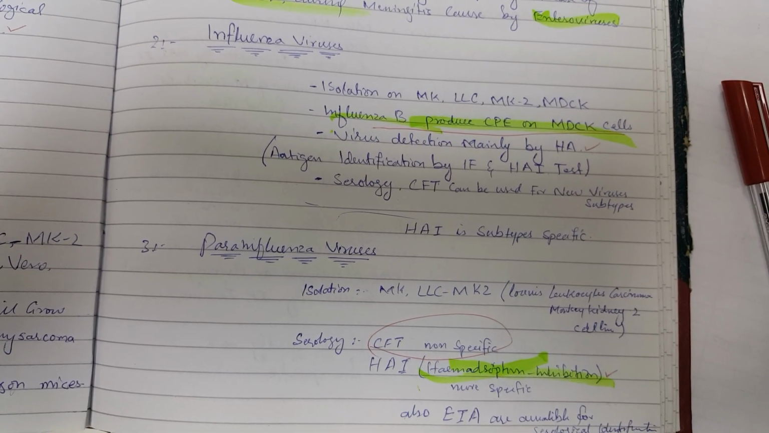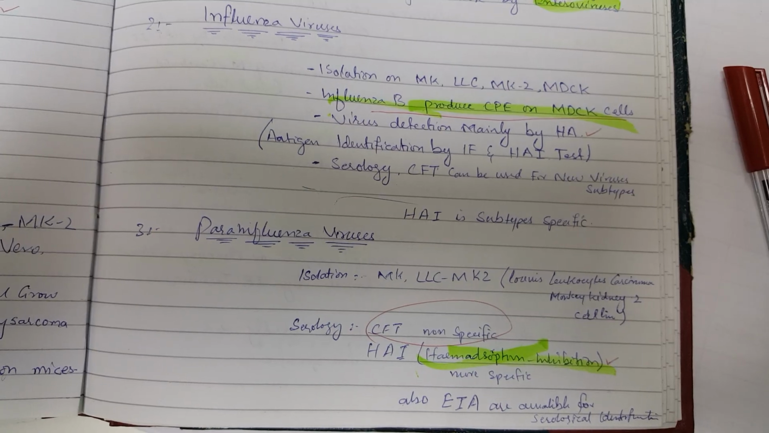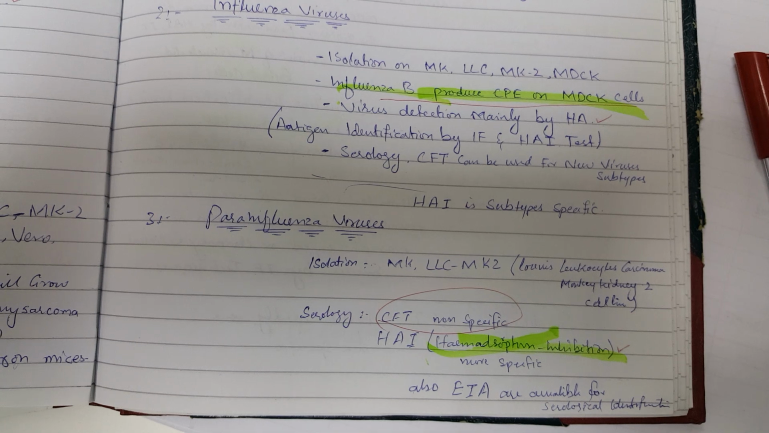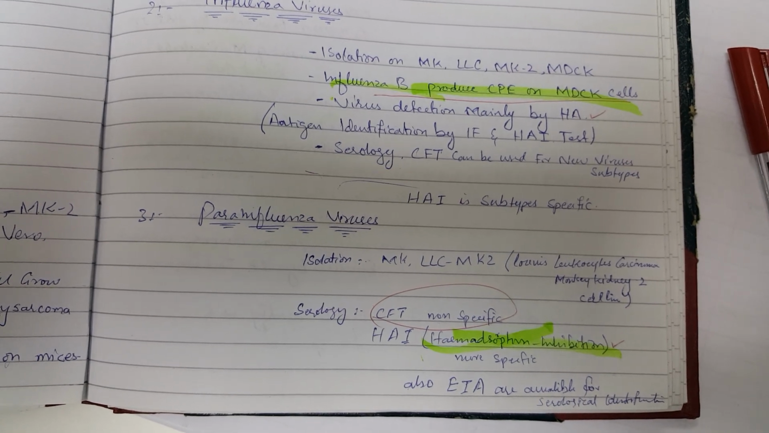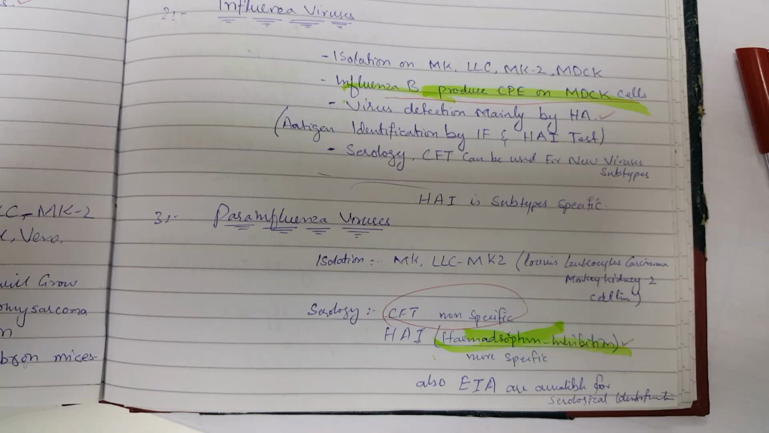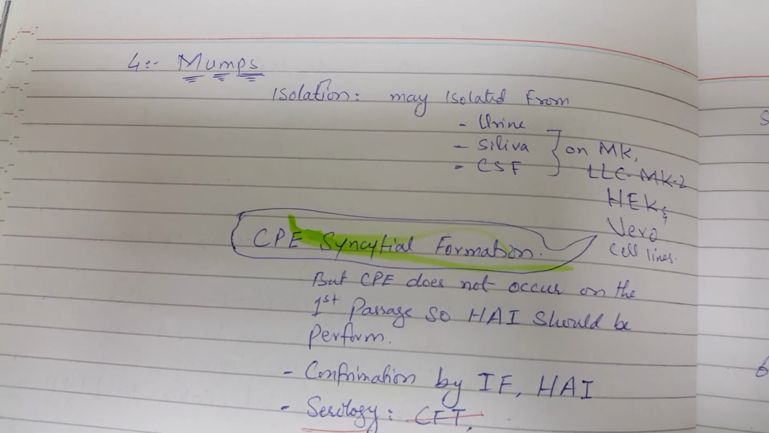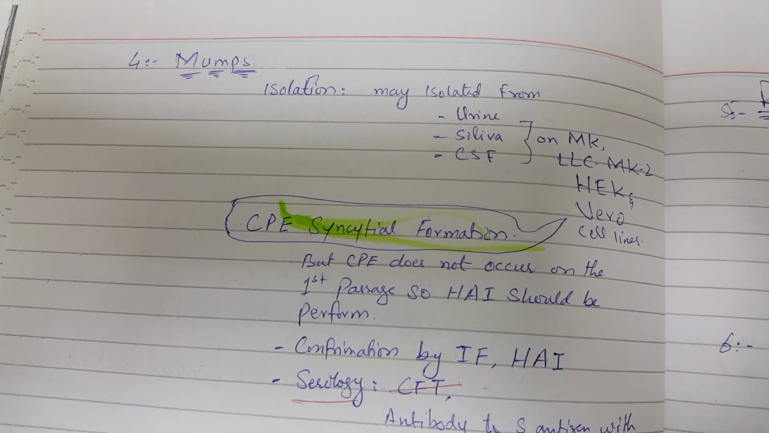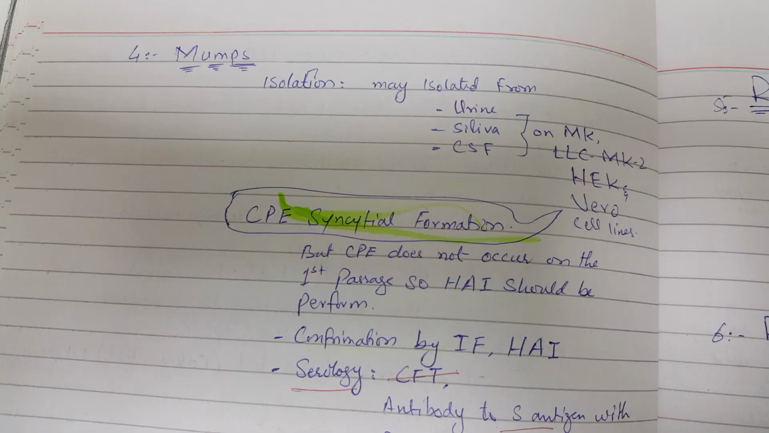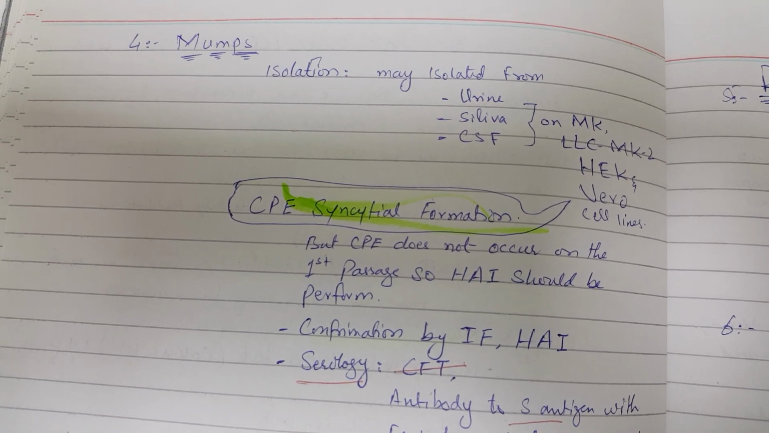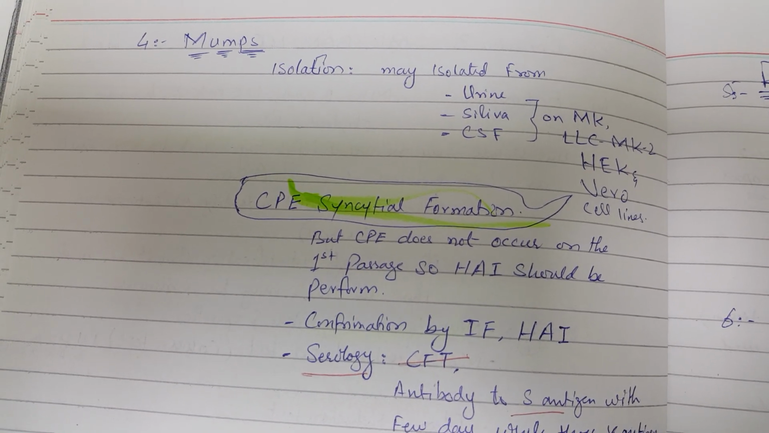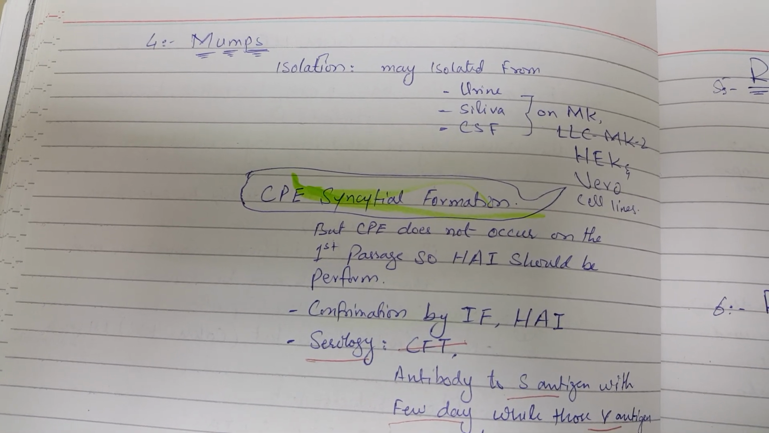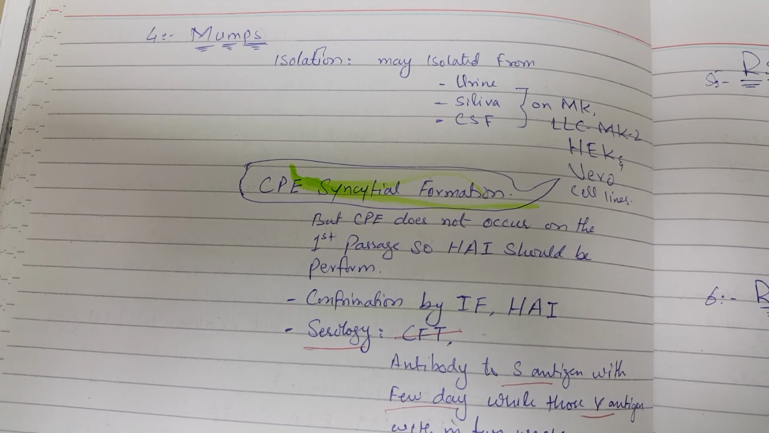In serology, complement fixation test is non-specific, so we use the hemadsorption inhibition test, which is more specific, and also enzyme linked immunoassay is available for serological identification of parainfluenza viruses. Mumps isolation may be from the urine, saliva, and CSF on MK, LLC-MK2, HEC, and Vero cell line. They produce the cytopathic effect by syncytial formation. It's a unique property of the mumps, but the cytopathic effect does not occur on the first passage.